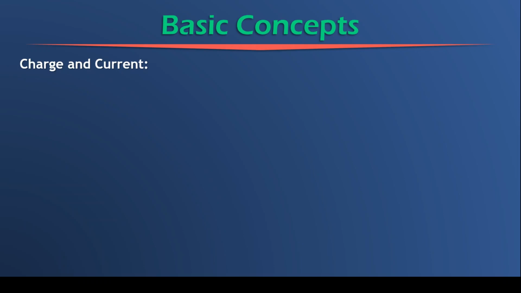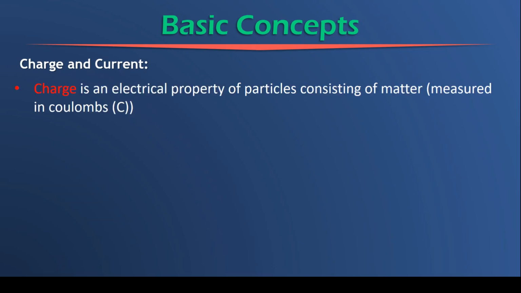Hello everyone, and welcome to this theory recording on charge and current. So what is defined as charge? Charge is an electrical property of particles consisting of matter, and it is measured in coulombs.